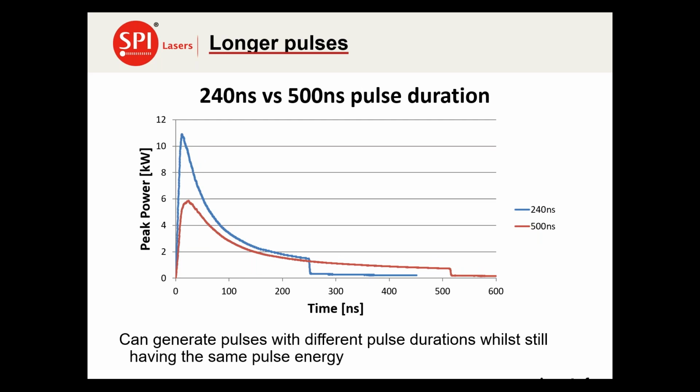We can also maintain the pulse energy by moving some of the energy from the peak at the front. So for example, from the front of the 240 nanosecond blue trace to the red trace, where we're taking the peak power and putting it on the end into the tail of this second 500 nanosecond pulse. Although these pulses have exactly the same pulse energy, their characteristics are hugely different and have impacts on their drilling performance.